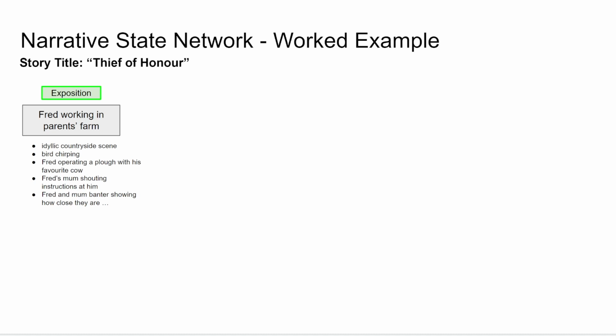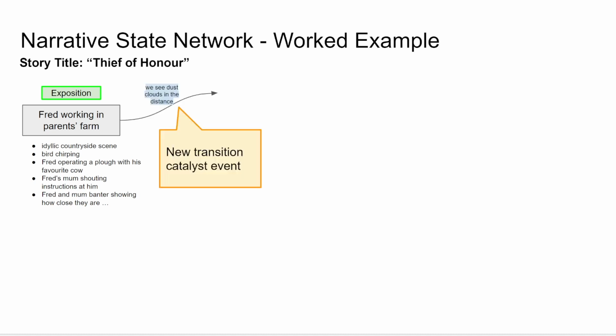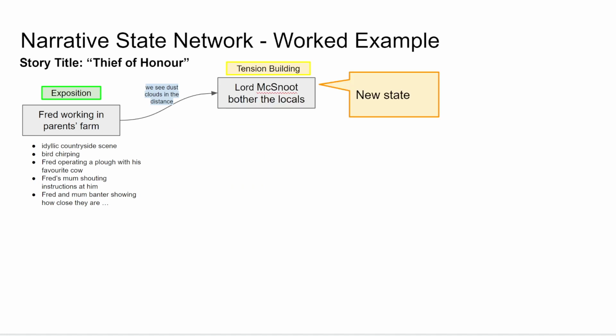So then let's maybe do something like, maybe we see dust clouds in the distance. Basically what you need to do is write a little description of what that transition event or catalyst event is going to be. And then you draw an arrow out, and the intention is that at the end of that arrow is going to be a new state. So let's say that Lord McSnoot has come to try and bother the locals. And the stage here is tension building.